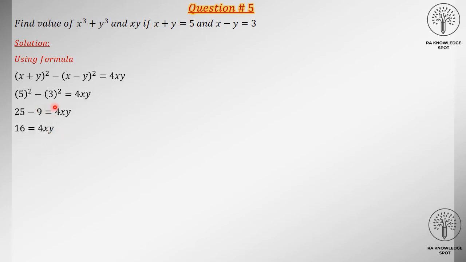Now 4 is multiplying, so on the other side it will be divided. And why do we have to do this process? Because you know what you have to find, that is xy. We have to find xy. This is the only reason we take it to the other side.